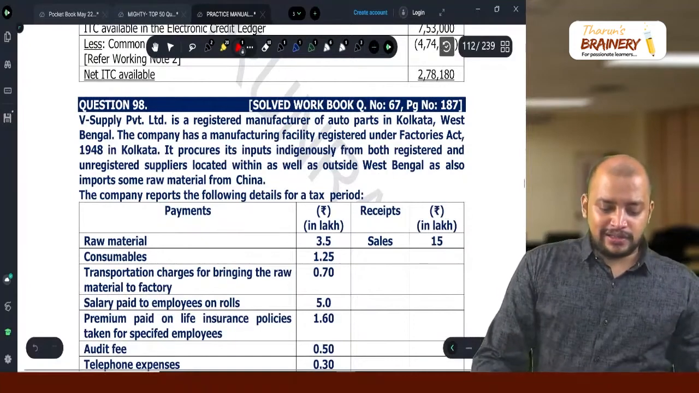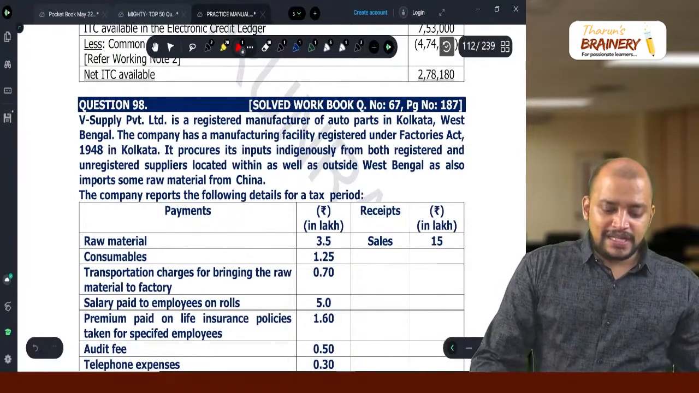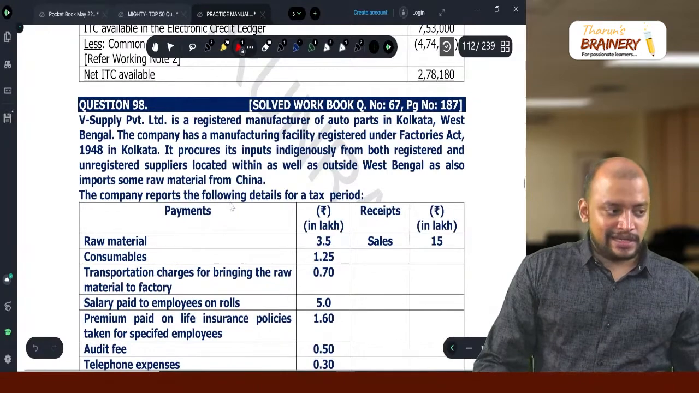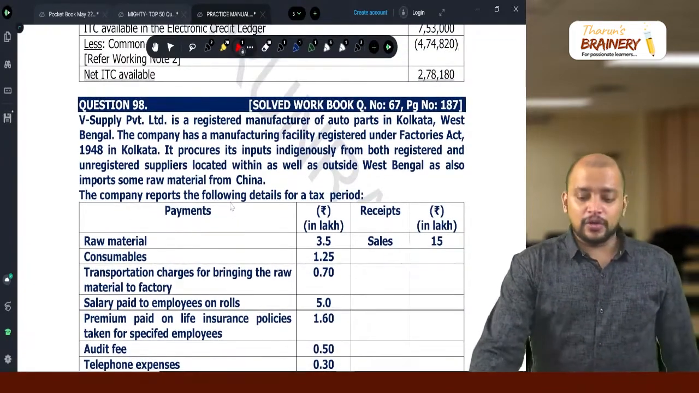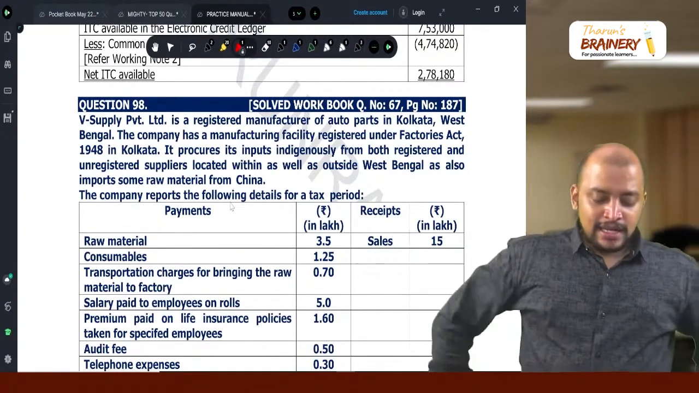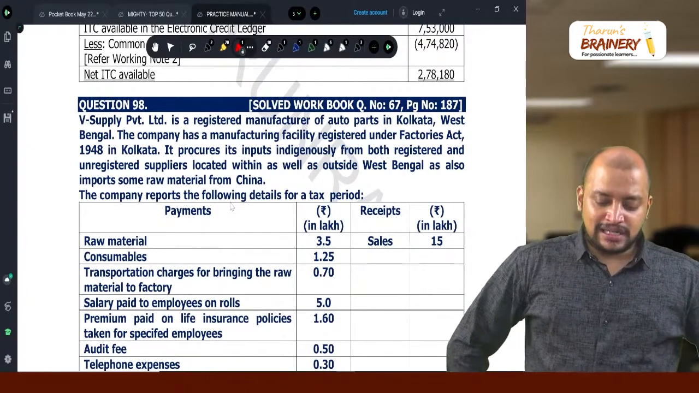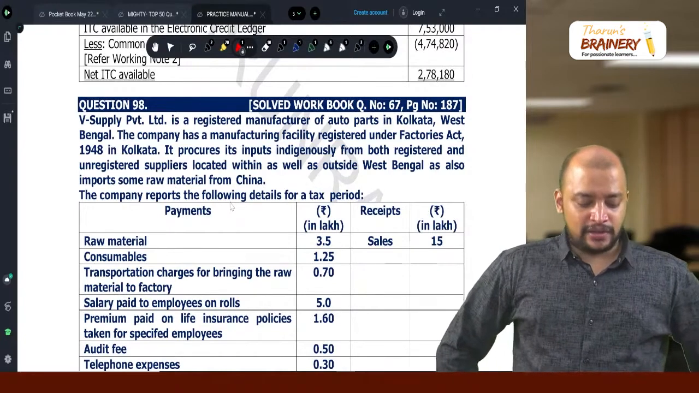Let's look into this question. B Supply Private Limited is a registered manufacturer of auto parts in Kolkata, West Bengal. The company has a manufacturing facility registered under the Factories Act 1948 in Kolkata.